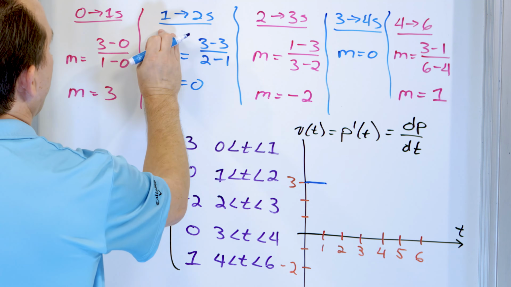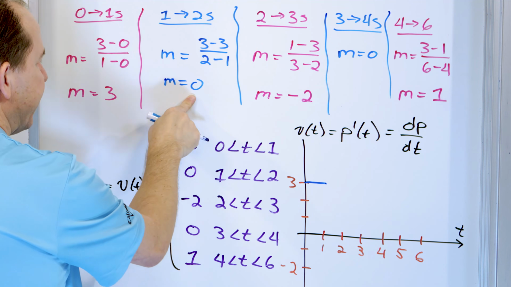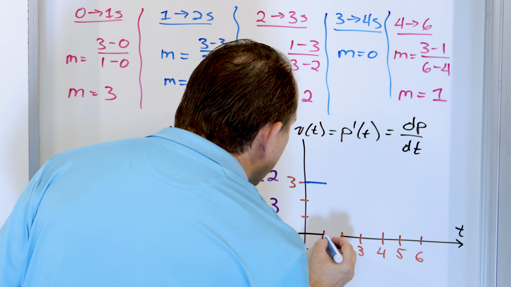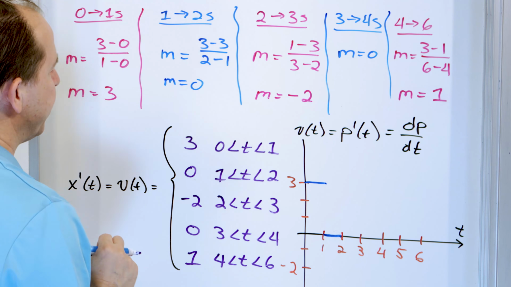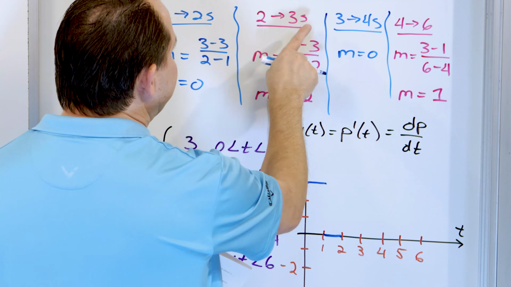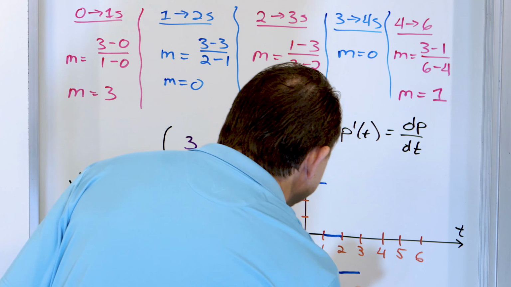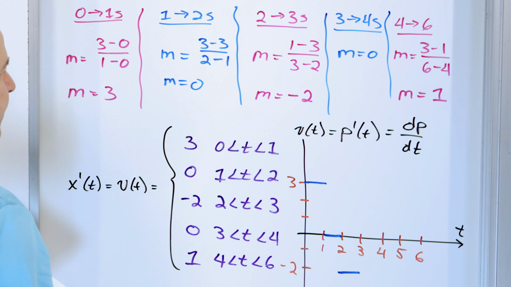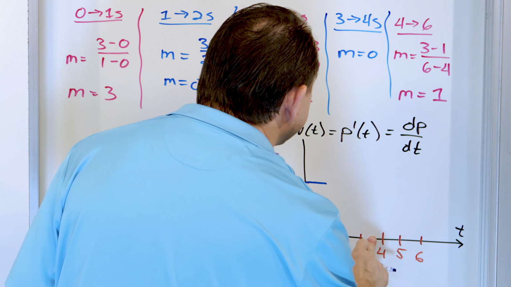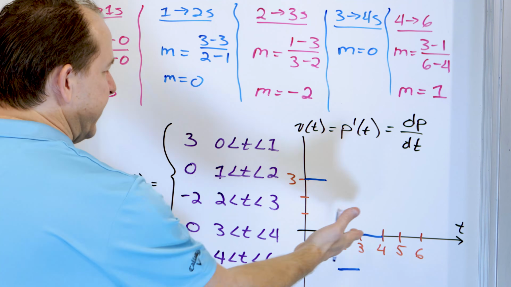And then between 1 and 2 seconds, the derivative was 0, so I'm going to erase my little axis here. And between 1 and 2 seconds, I'm going to put a blue bar down there, meaning the velocity is 0 right there. And then between 2 and 3 seconds, it was negative 2. Between here and here was negative 2 down there. And then between 3 and 4 seconds, again, the velocity was 0. So like that, which means it's down at 0 again.